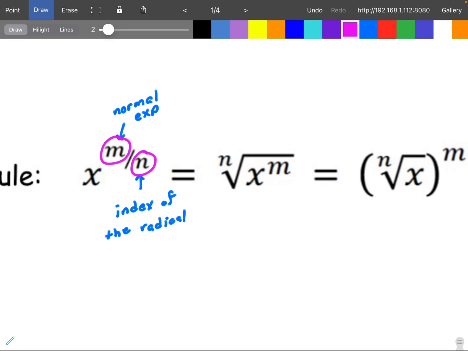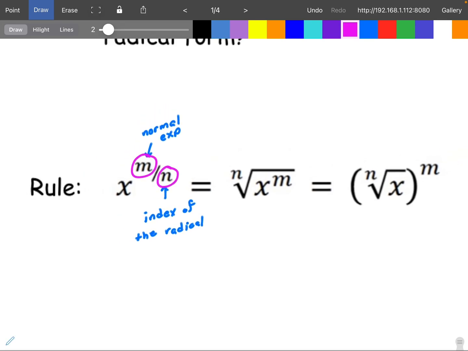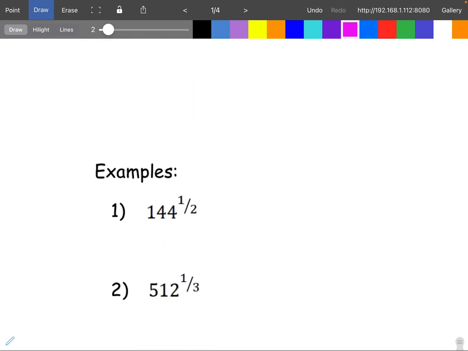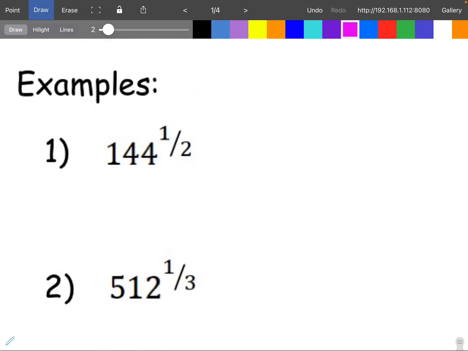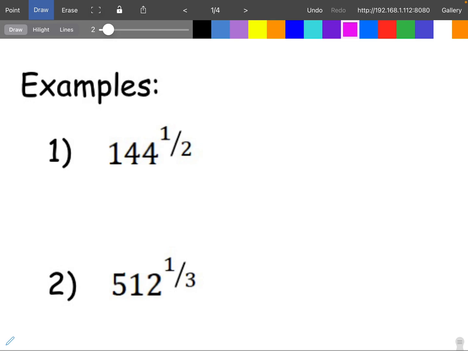The base always stays the same, but the top number is the normal exponent, the bottom number is the index of the radical. So let's take a look at a few problems and we can practice this and see how it's going to work.